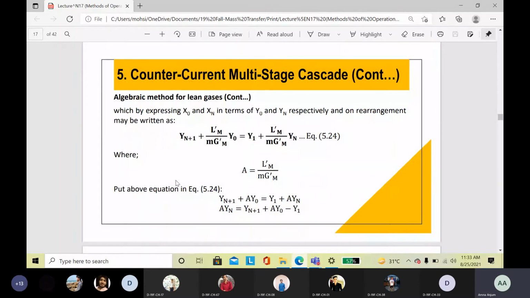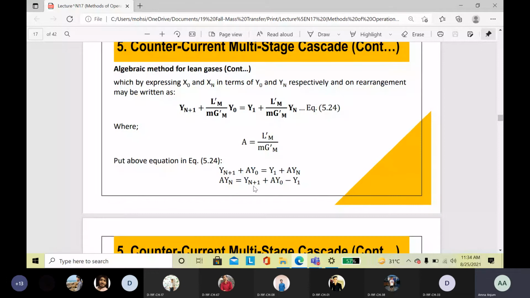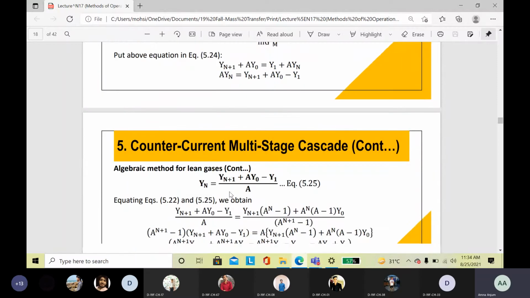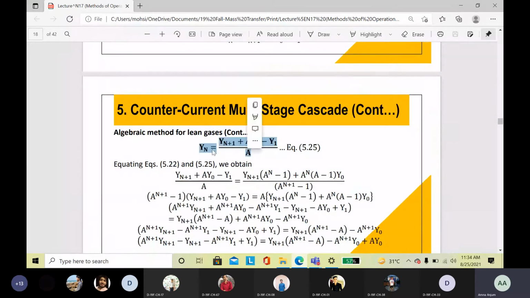By expressing x0 and xn in terms of y0 and yn respectively, and on rearrangement, this may be written as in this equation, where A is the absorption factor we defined on the previous slide, that is equal to L'm over m G'm. Put this in equation 5.24: we will use the absorption factor, so in place of L'm over m G'm we write A. So we get the equation for yn, rearranged.